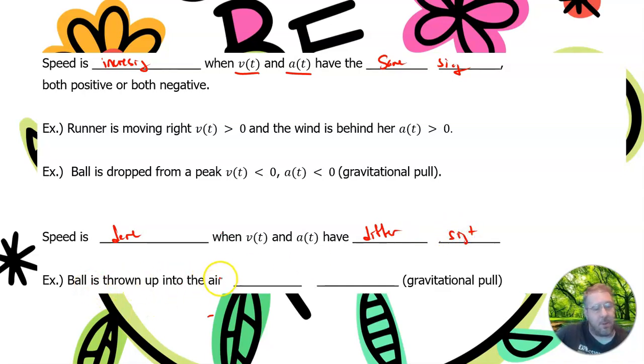Like when a ball is thrown up into the air. When you throw it up into the air, its velocity might be positive. It's going up. It's positive. But then its acceleration due to the gravitational pull, it's getting up less fast. So they have different signs. So the acceleration would have to be negative.